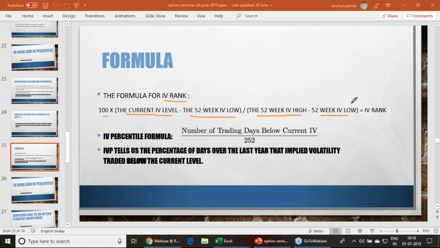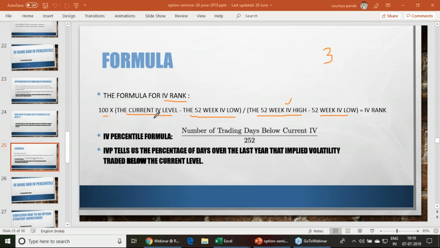My option has a life of only 3 months. So from where will I get this yearly data? 52 weeks means 1 year. From where will I get this yearly data to find the 52-week IV low? Okay, IVs I can calculate through some formulas, that is okay. But where will I find the 52-week IV when the life of my option itself is 3 months? That itself is practically impossible to do here.